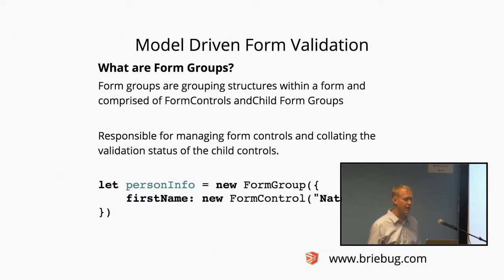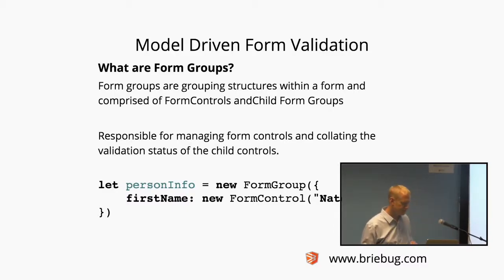So what does that look like? What are form groups? Let's start with that. Form groups are really just grouping structures within a form. They're comprised of either of two things: form controls and child form groups. So you can have form groups within form groups within form groups, and each one of those form groups can have controls in it. They're responsible for managing the form controls and collating the validation status of the child controls. Instead of having to loop through and say, look, I've got 25 children, I've got to figure out if they're all valid or not.